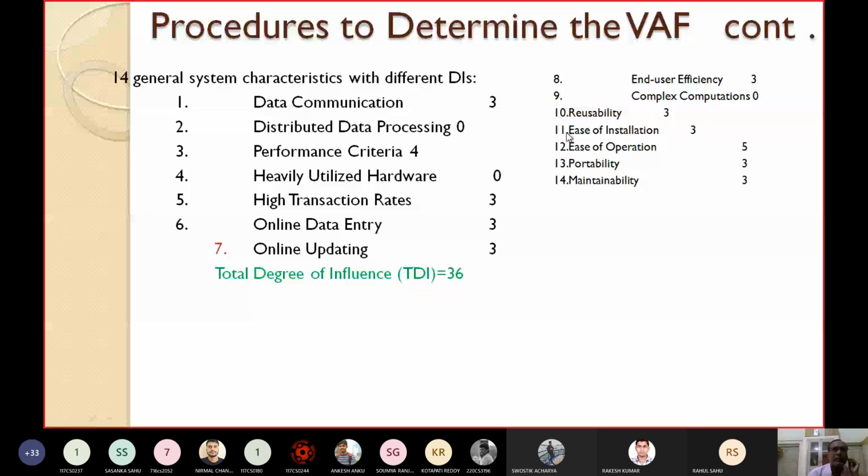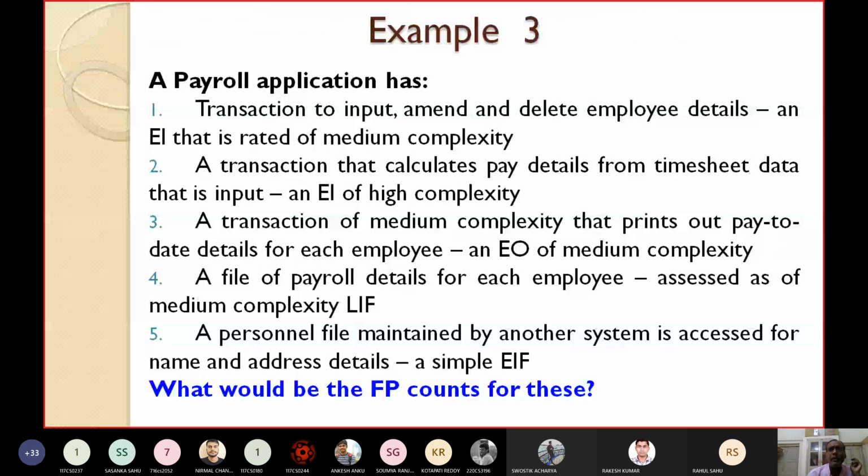Okay, so another small example is given. It's a payroll application. First we see the transaction to input, amend and delete employee details, and EI that is rated of medium complexity. So here the input is given and its complexity is medium. Similarly, a transaction that calculates pay details from the timesheet data is also input, because this is also EI. EI means input, and its complexity is high.